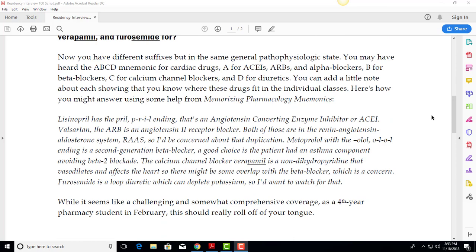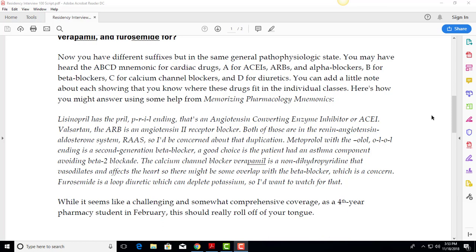Lisinopril has the pril, P-R-I-L ending. That's an angiotensin converting enzyme inhibitor, or ACEI. Valsartan, the ARB, is an angiotensin II receptor blocker. Both of those are in the renin-angiotensin-aldosterone system, RAS, so I'd be concerned about that duplication. Metoprolol with the olol, O-L-O-L, ending is a second-generation beta blocker. A good choice if the patient had an asthmatic component, avoiding beta-2 blockade.